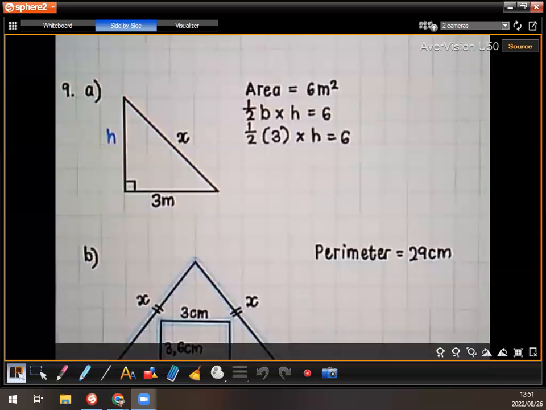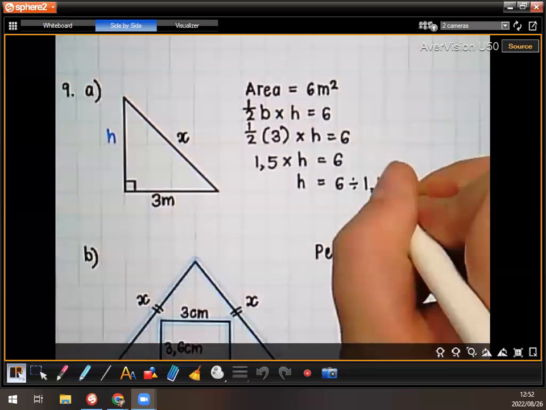But now, guys, we also know what the base is, right? We know that the base is 3. So now you can write it like this, or you can also just work out what half of 3 is, which many of you did. What is half of 3? 1.5. So 1.5, or a half if you want to write it. So we know that 1.5 times the height is supposed to give us 6.